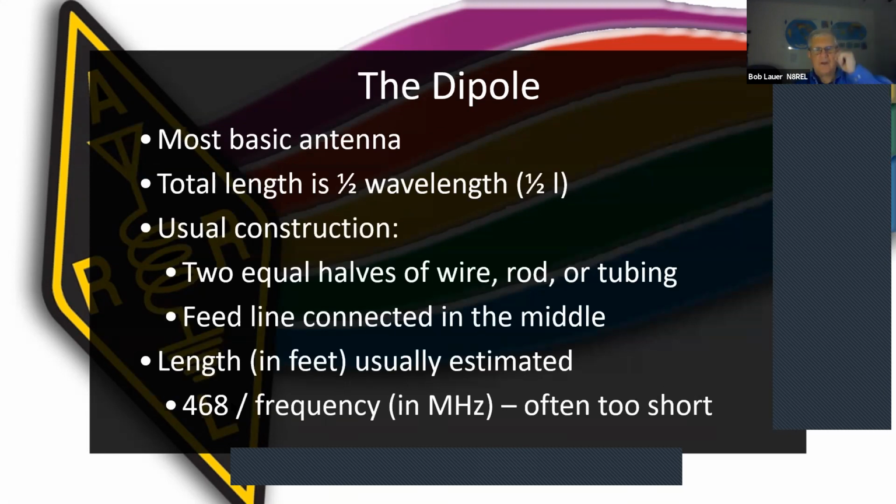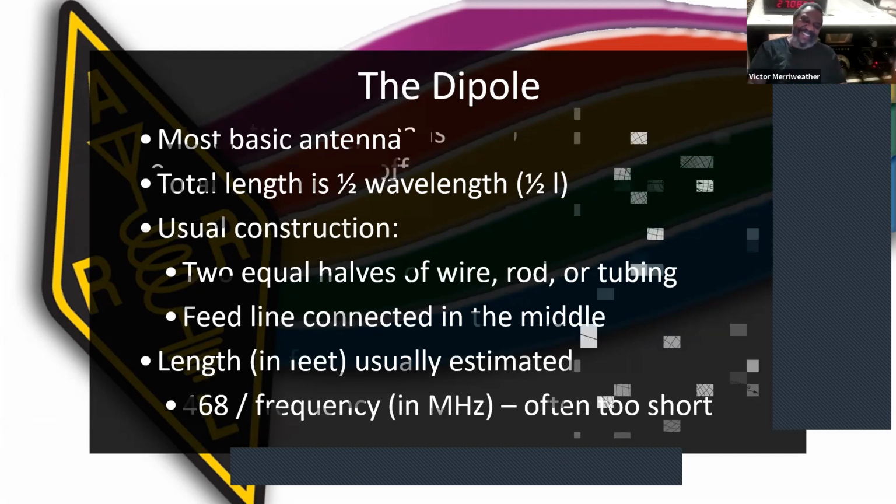Now, this is something Jerry tells me. The egghead formula says you can estimate the length that you need in feet by taking 468 and dividing it by the frequency. But Jerry says that's probably not a good place to start. You may want to start more like 490 divided by the frequency, because you get a little longer. It's a lot easier to cut than to try to stretch a wire after you cut it. What do they say? Measure twice, cut once. Yes.